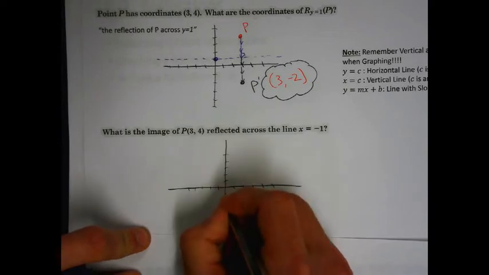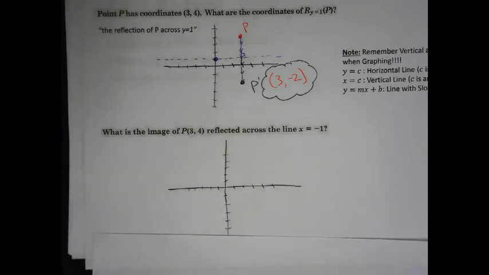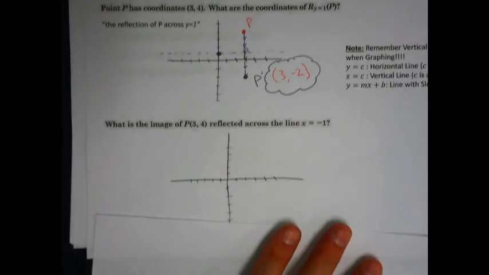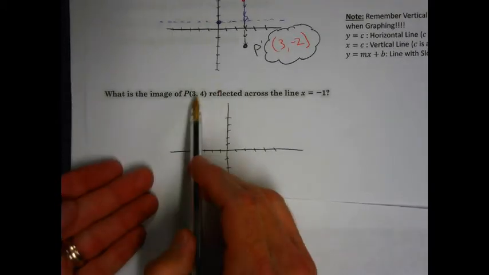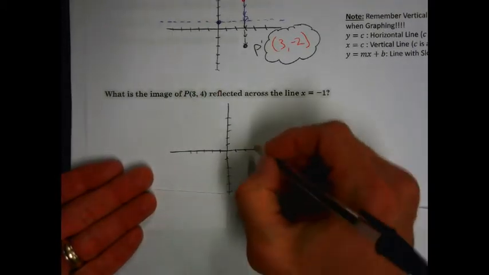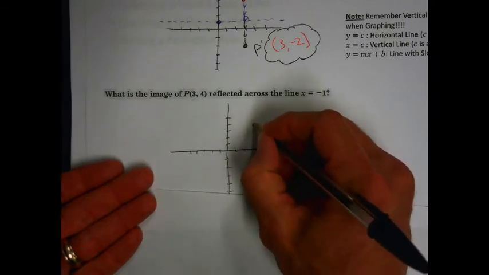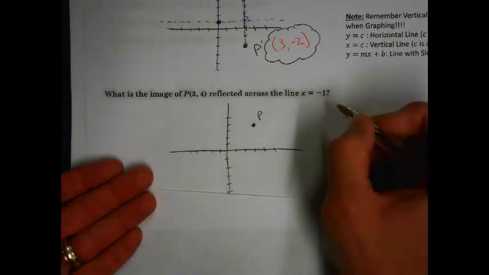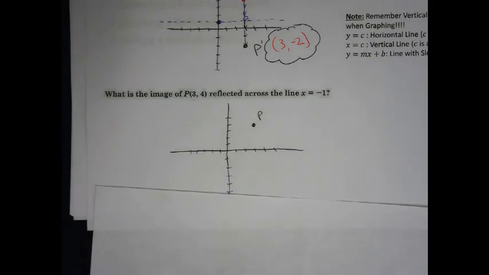If you've been drawing coordinate planes as long as I have, maybe you don't need graph paper. Anyhow, give yourself a coordinate plane. Give yourself the coordinate 3, 4, right? It's in the same place as the previous problem. 1, 2, 3, 4. It's up here. There's point P.